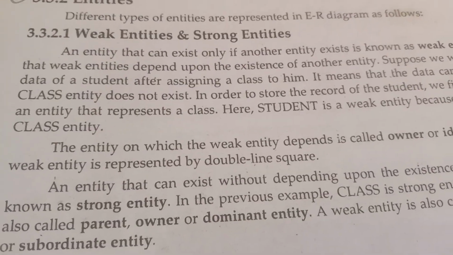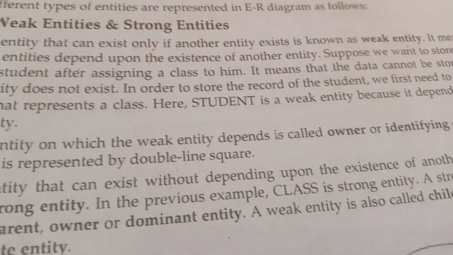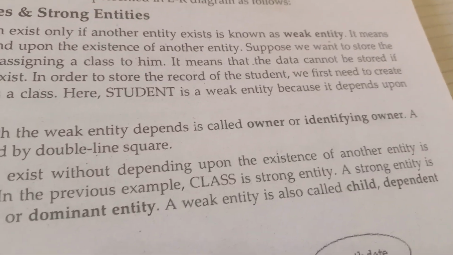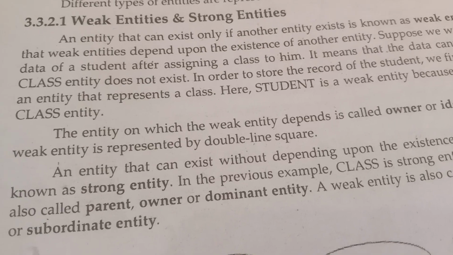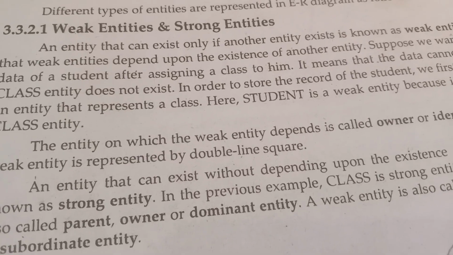The entity on which the weak entity depends is called the owner or identifying owner. A weak entity is represented by a double line square.